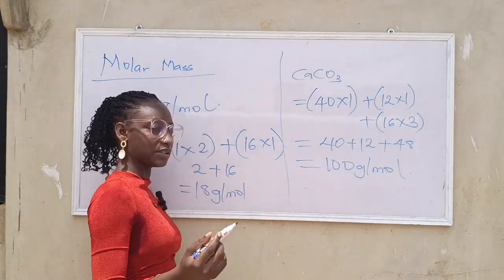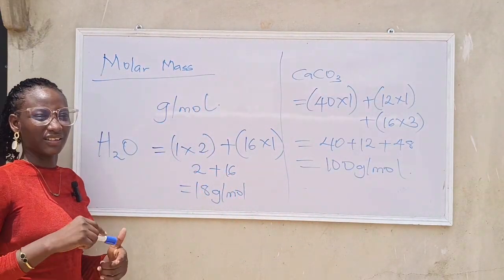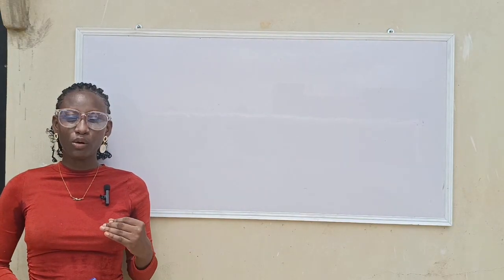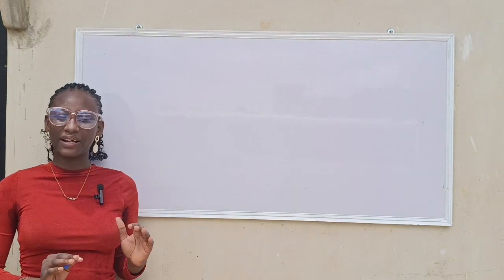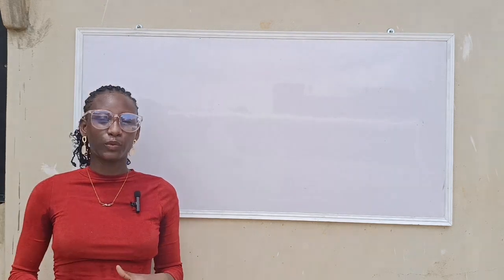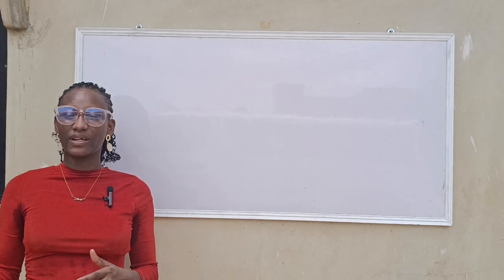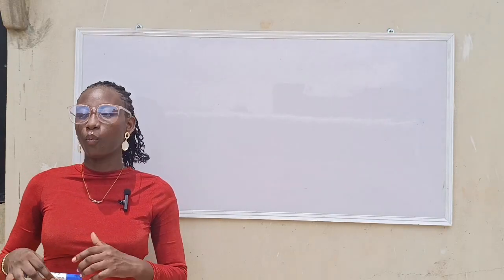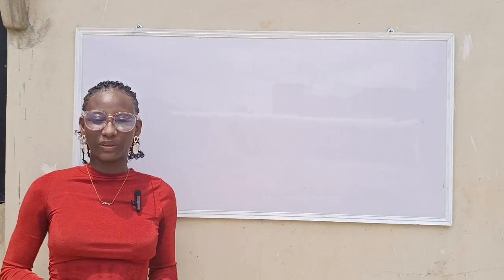I believe we now understand how to calculate molar mass. Now that we have established that mole is very important in our calculations as chemists, we need to understand different ways that we can get our number of moles depending on what we are solving and what we need to get.